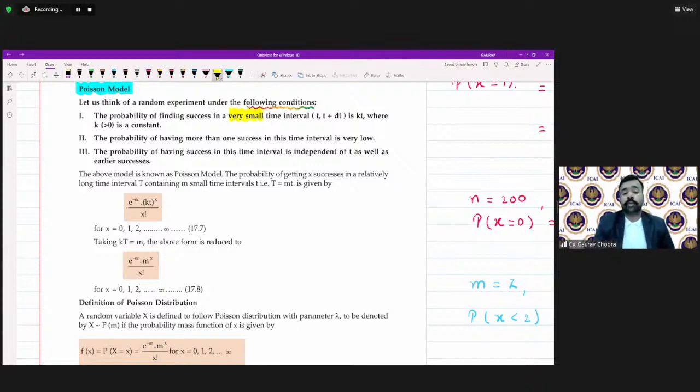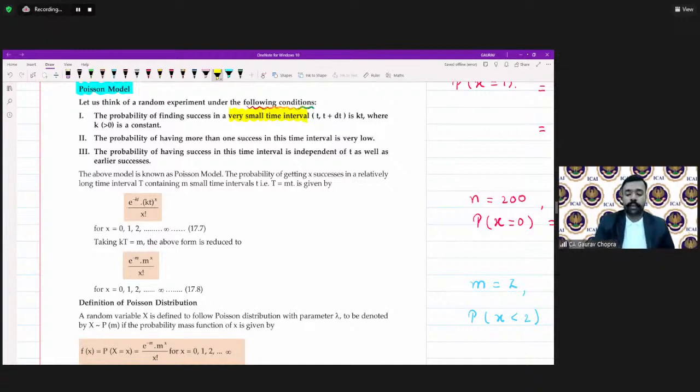Now it is talking about also a very small time interval. Such kind of examples we have taken also. That means the number of customers arriving in a car showroom per minute. Per minute is a very small time for customers arriving. So we are taking a very small time interval and we are measuring the probability of a new customer entering. So in such cases, Poisson distribution is used.